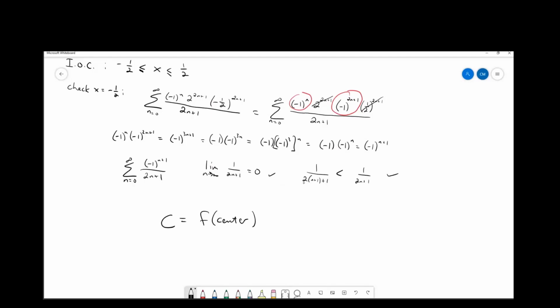Yep, it's a good question. Yeah, because arctan of 0 is 0. That's right. Yep. Because 0 is the center and arctan 0 is 0. That's why C is 0 in this case.